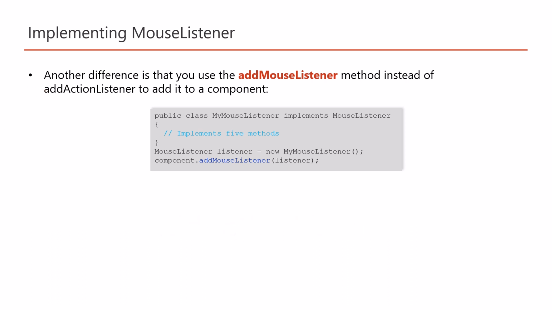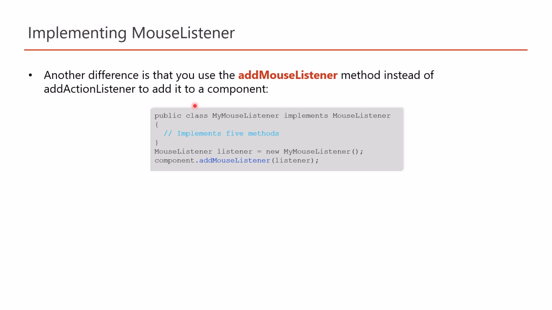Mouse events are more general and can be applied to any component, not just those that explicitly represent user actions, such as buttons. To respond to mouse events like clicks, mouse movements, or mouse entering or exiting a component, you use a mouse listener. To add a mouse listener to a component, you use the addMouseListener method.